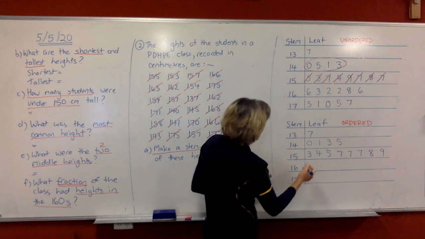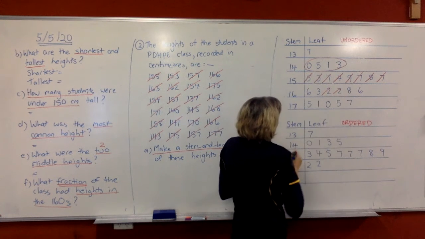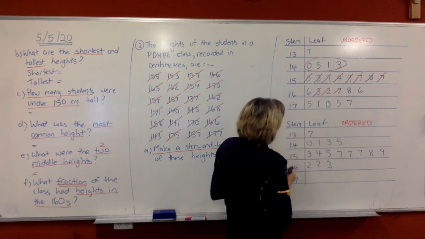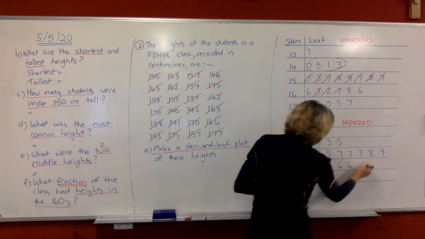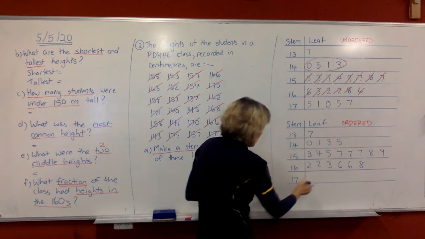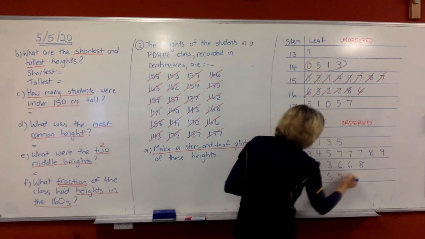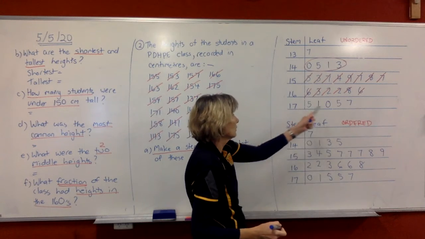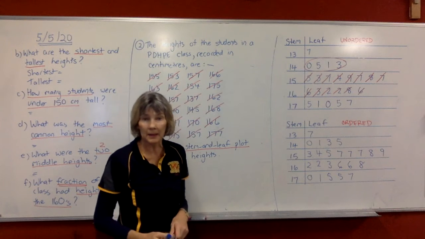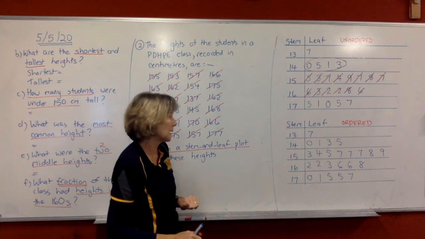So the next one will be 2, 2, 3, 6, 6, 8. And the last one, we're going to have a 0, 1, 5, 5, 7. Okay, so now it's ordered and that's that one completed now. That's your stem and leaf plot. That's how it has to look to get full marks in the exam.